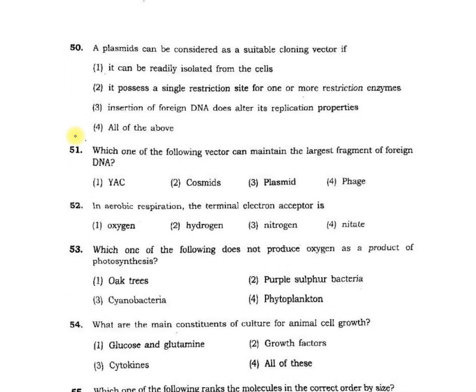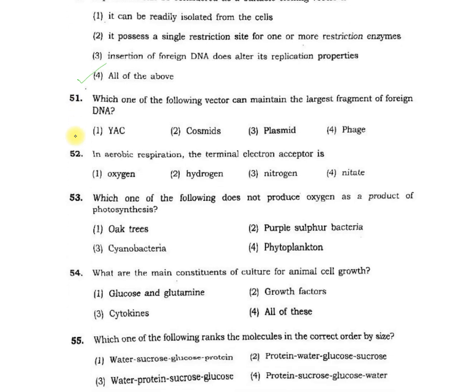Question number 50. A plasmid can be considered as a suitable cloning vector if 1. It can be readily isolated from the cells. Number 2. It possesses a single restriction site for one or more restriction enzymes. Option 3. Insertion of foreign DNA does not alter its replication property. Option 4. All of the above. So all of these characters should be present in the plasmid. So option 4 is the correct option.